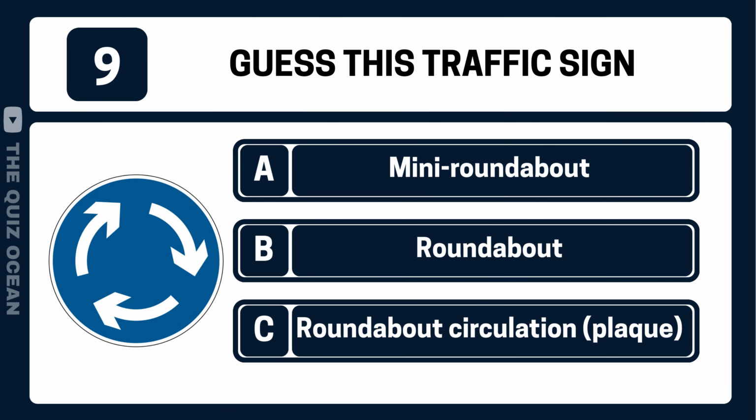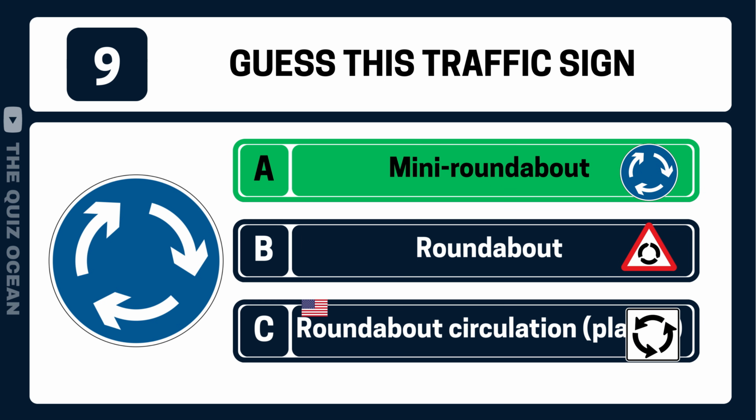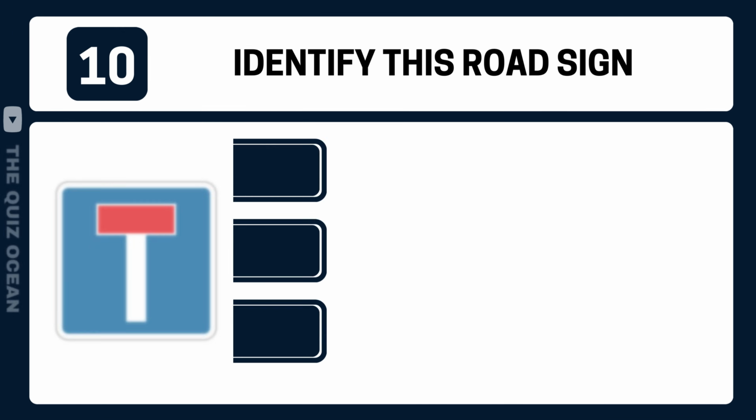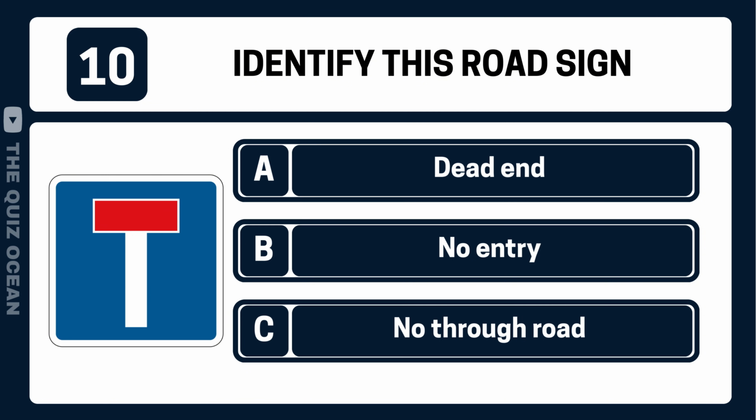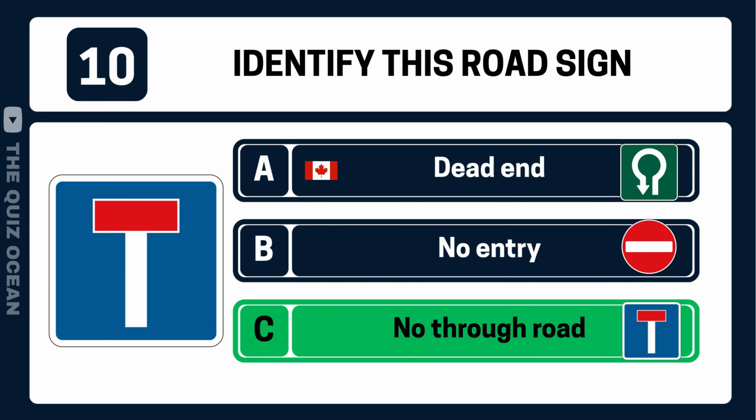Guess this traffic sign. Excellent. This sign marks a mini roundabout ahead. Identify this road sign. Correct. This sign indicates a road with no through access.